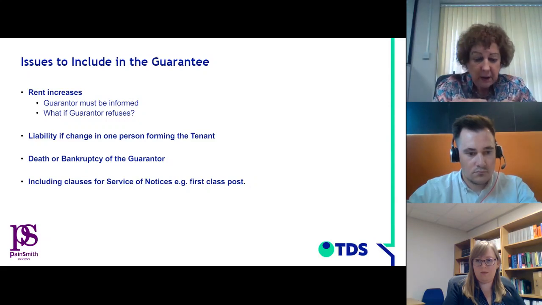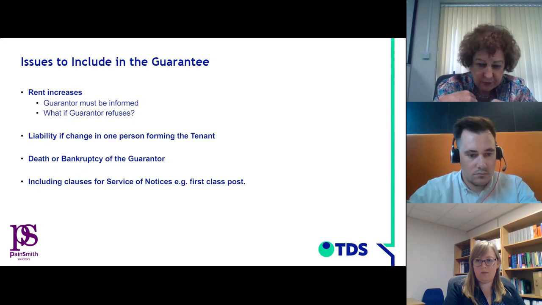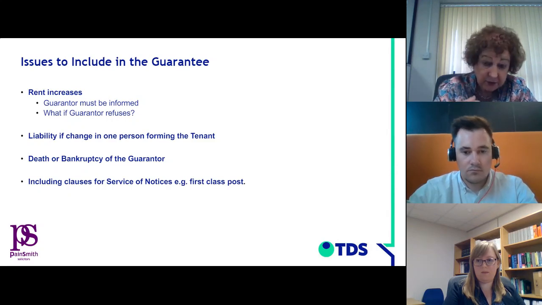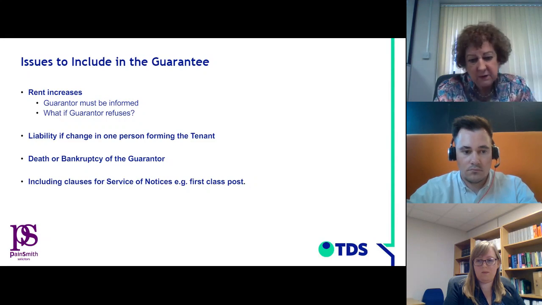Now, I do not like legal documents just being served by email. I would always say serve them by first class post. Remember, you've got to allow two working days for delivery. A working day excludes a Saturday, a Sunday, and a bank holiday. And I would then attach that letter and any other documents to an email and send it to the guarantor. So you make sure you've got practical ways of serving it.